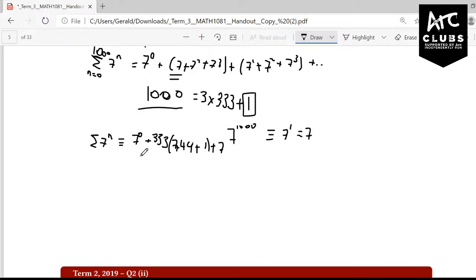So when we reduce it in mod 57, this entire thing goes to 0 because this is a multiple of 57. And 7 plus 49 plus 1 is 57. And so what that means is you're left with 7 to the power of 0 plus 7, which is 8. And so your final solution should be 8.